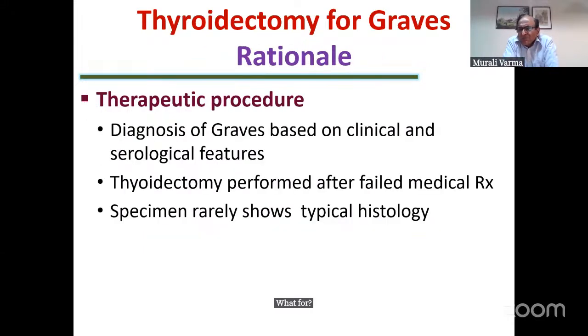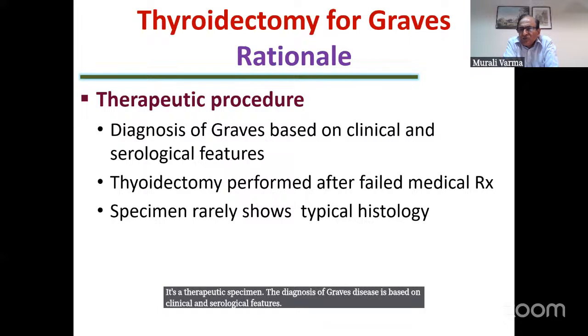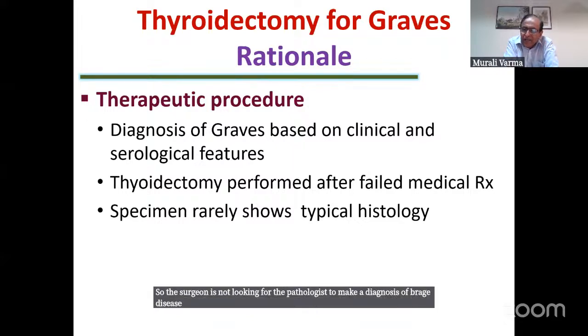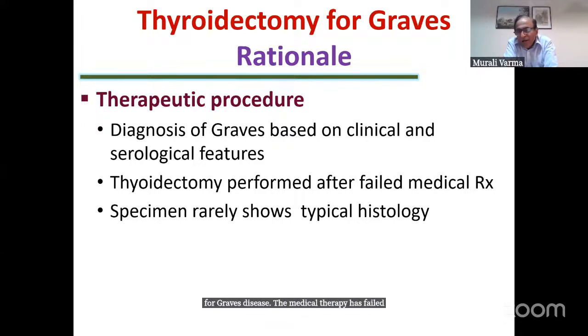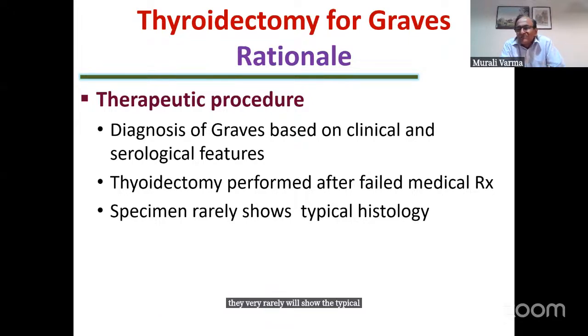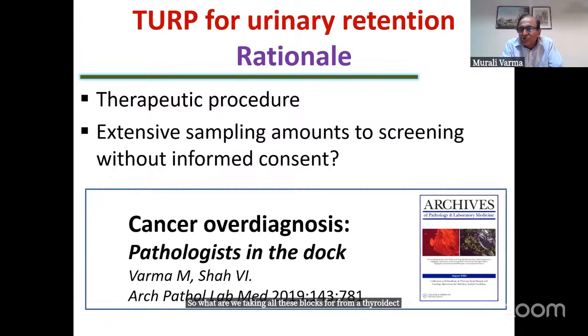It's a therapeutic specimen. The diagnosis of Graves' disease is based on clinical and serological features. So the surgeon is not looking for the pathologist to make a diagnosis of Graves' disease. He's already made the diagnosis of Graves' disease. These patients have generally been treated medically for Graves' disease. The medical therapy has failed, which is why they've done the surgery. So they are not looking for us to confirm the diagnosis of Graves' disease. And either way, very often you won't be able to, because these patients have been medically treated. They very rarely will show the typical histologic features of Graves' disease. So what are we taking all these blocks for from a thyroidectomy with no focal lesions?